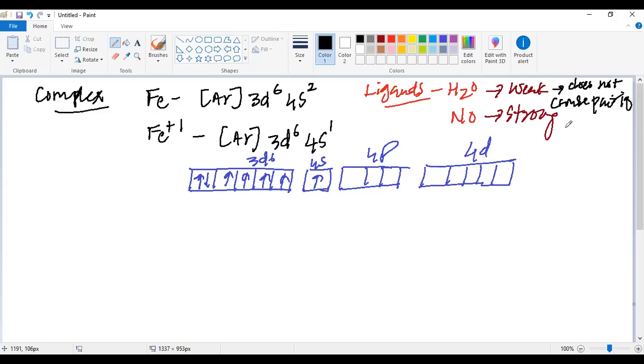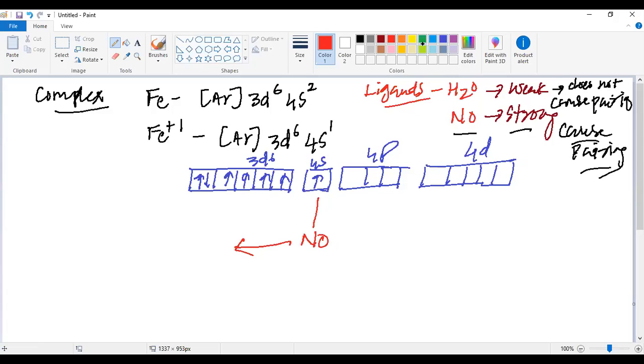And if you have strong ligand, that causes pairing. So we have strong ligand, we have weak ligand. This weak ligand does not cause pairing. The strong ligand causes pairing. So this nitrosonium, NO, that we have, this NO causes pairing of this ion.